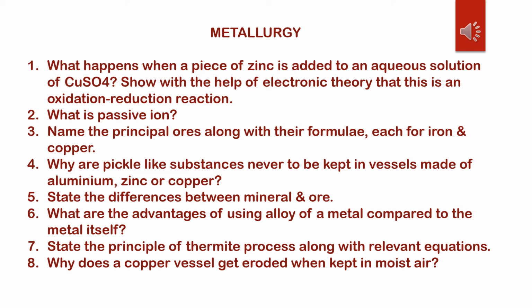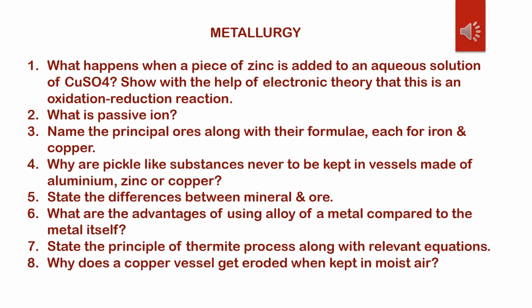So equations: Fe2O3 plus 2Al equal to Al2O3 plus 2Fe down arrow. Next equation: 2Al minus 6e arrow 2Al3+, that is oxidation, and another one: 2Fe3+ plus 6e arrow 2Fe, that is reduction.